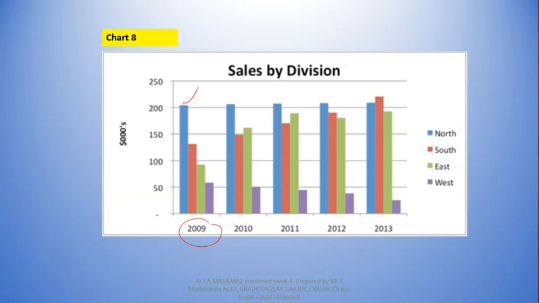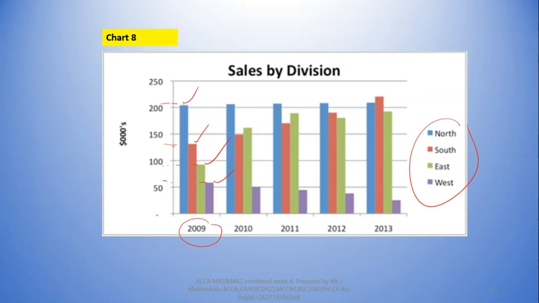This is the North Division, and according to the legend, which should lead you, the South Division was having this level of sales. The North Division was having this level, the Eastern Division was having this level, and the Western Division was having this level. And you can see also that the Western Division is actually performing poorly.